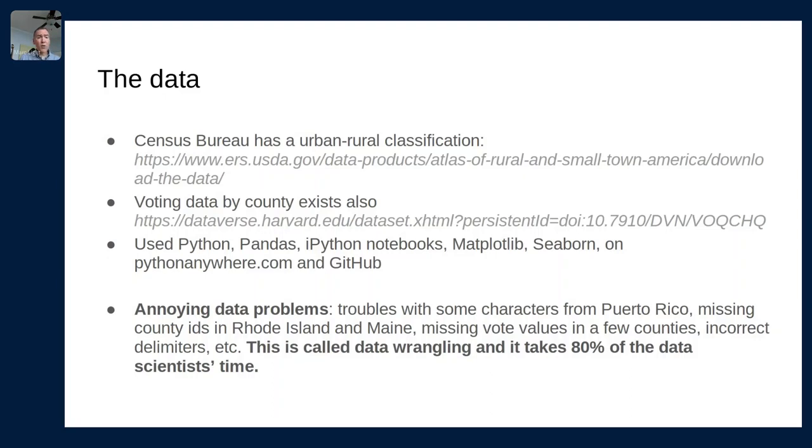And there were some annoying data problems, which there always are. There were characters in the Puerto Rican counties that had diacritics in them that broke the Python code that I was trying to use. There were some missing county IDs in Rhode Island that were critical for joining together these two data sets. Some of the votes were missing. Incorrect delimiters, space instead of a tab.